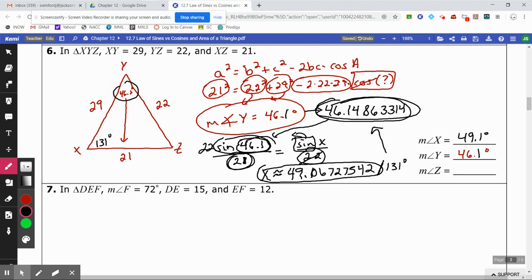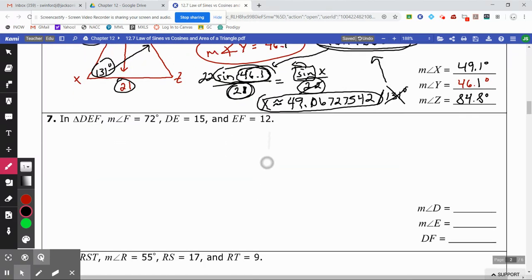46 degrees was across from 21. So across from 22, could I have a 131 degree angle? Well, you've got a 29 over here, which is going to be even bigger than that. So there can't be a 22 there. So you're going to be able to throw that 131 out. So what you can do to find angle Z now is simply add these two together and you're going to get 95.2, which is going to leave you with an 84.8 degree angle for your third angle.